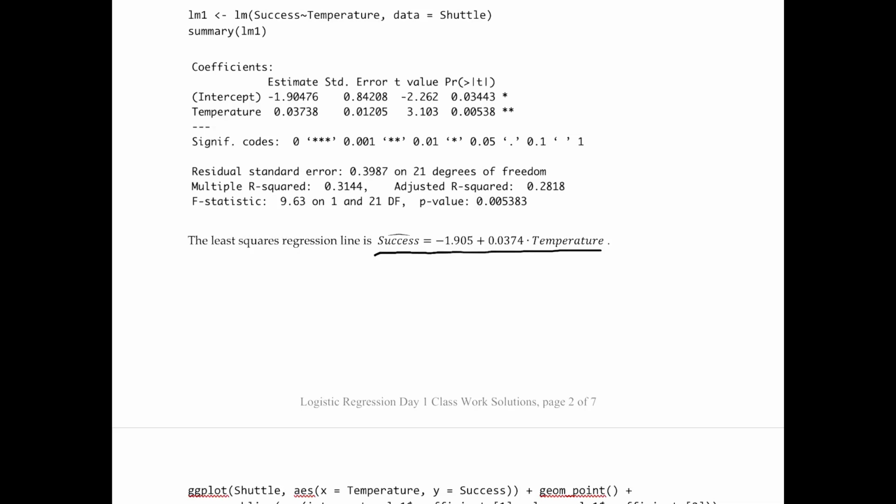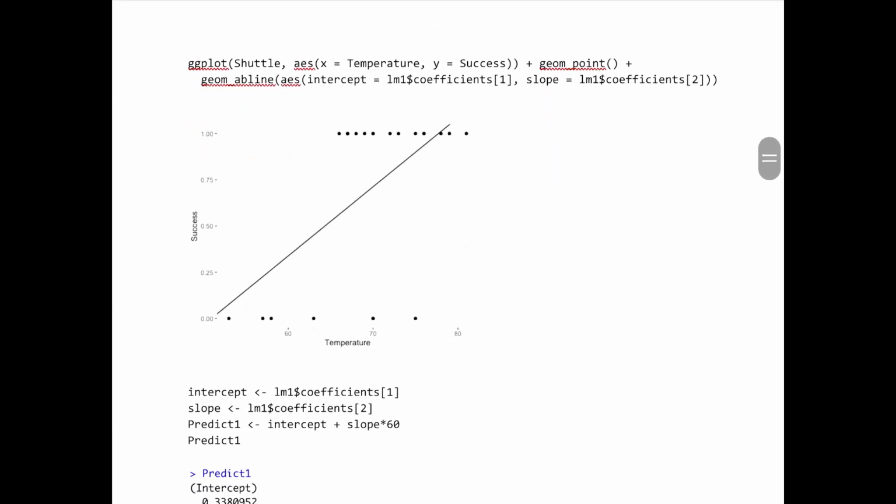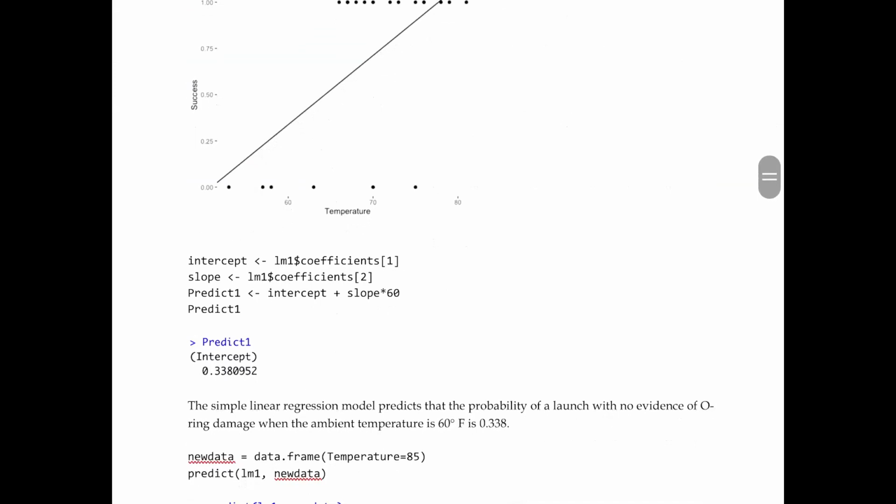Now when we look at a scatter plot with the regression line on it, we can see that it doesn't seem like the right kind of thing to do. One of the reasons for that is that the line goes above a y value of 1 and below a y value of 0, and so that means that it's going to give estimated probabilities bigger than 1 and less than 0, which don't make sense. So we'll come back to that in a minute.